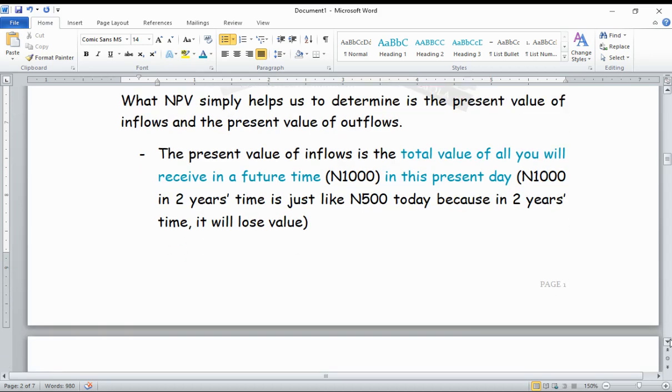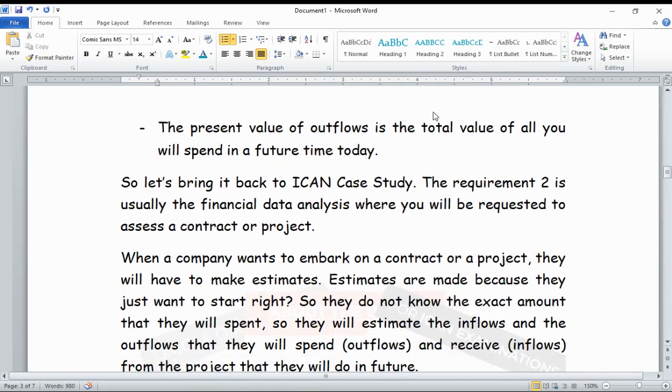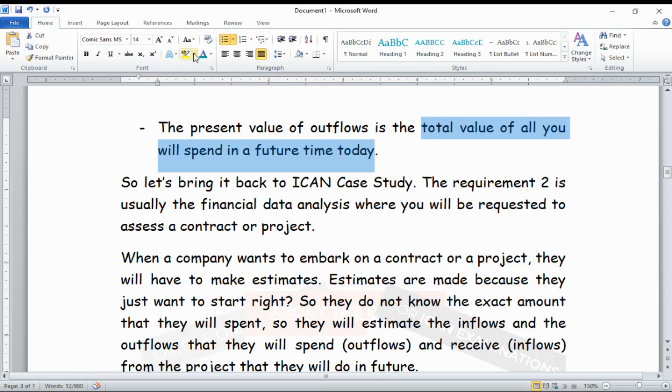Now, in that sense, what is the present value of outflows? The present value of outflows is the total value that you will spend in a future time, valued today. That is the total expense, cost, whatsoever, that we're going to spend on that project in the future time when we actually embark on it. What is the current value of that outflow today? So that's what present value of outflow is. That's what we're basically doing in net present value.